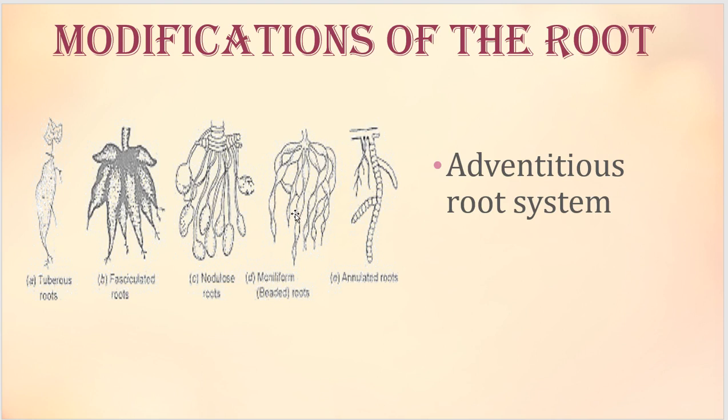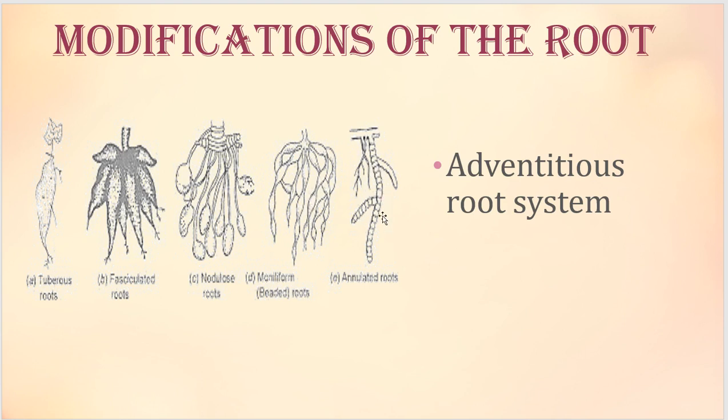And then the next one, moniliform roots. Moniliform roots are beaded roots. These beaded roots form swelling at regular intervals, so it looks like beads. It looks like a chain with beads. And the best examples for this are Vitis, Portulaca and Momordica.